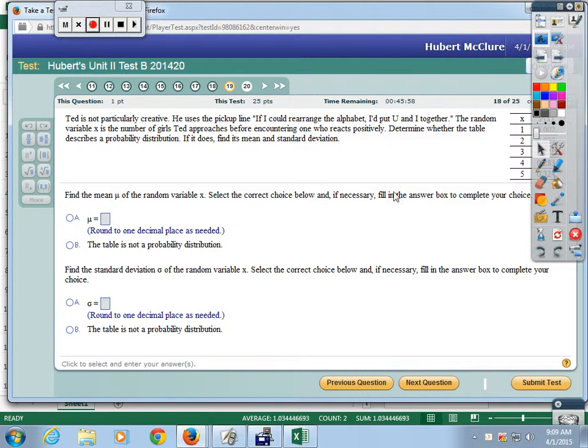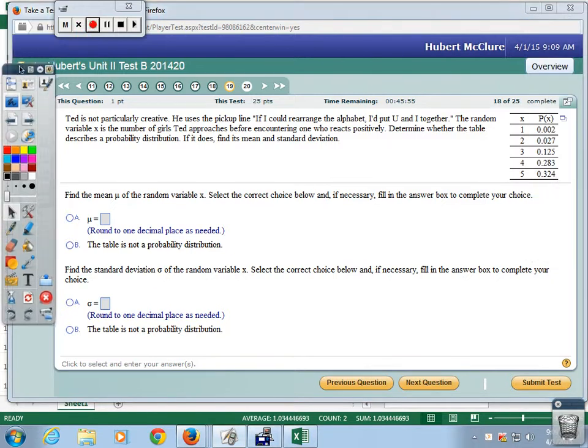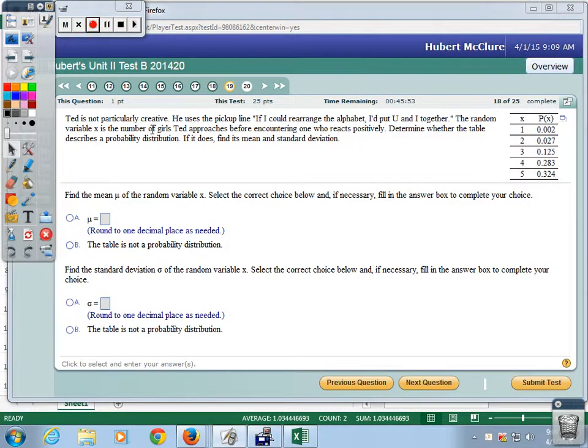What the heck is this? Oh, another binomial distribution. I'm sorry. Ted is not particularly creative. Ted sucks. He uses a pickup line. If I could rearrange the alphabet, I'd put you and I together. The random variable X is the number of girls Ted approaches before encountering one who reacts positively.